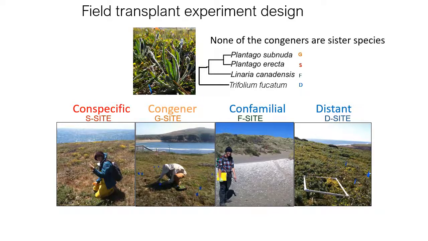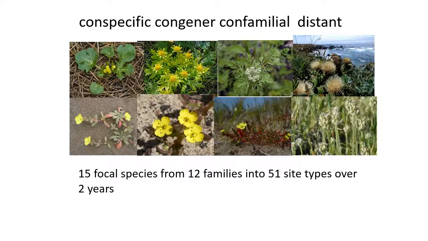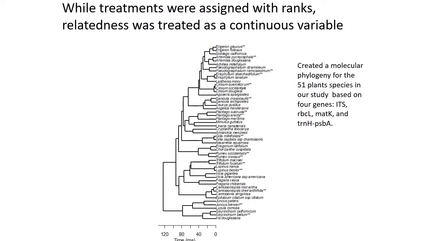I want to point out that none of these congeners are sister species. We don't have complete phylogenies for most of the groups, but for the groups where we had complete phylogenies, I can tell you none of them are sister. So we did this, there were 2 replicate sites for each one of these site types, and we had 15 species sets, and we actually did this for 2 years. And so we have a quite large experiment, and we only did these with native forbs.